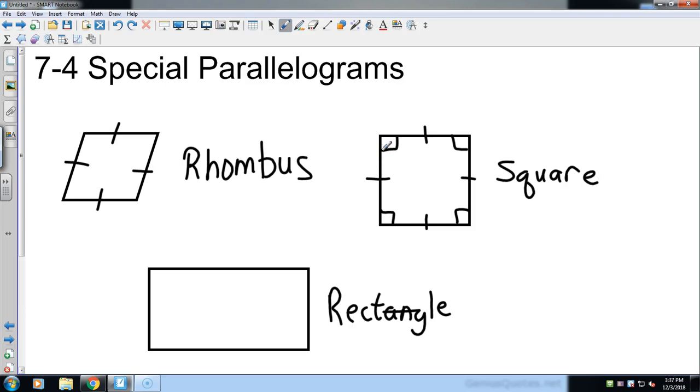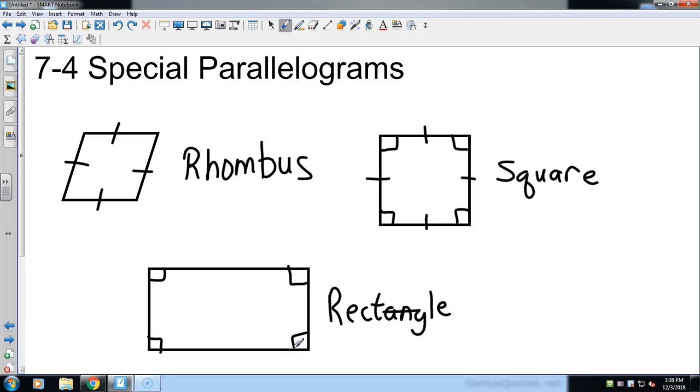So I will tell you that a rhombus is not always a square. However, a square is always a rhombus because it has the same properties. And then the rectangle, we've got a quadrilateral with two sets of opposite sides that are also parallel, and each angle is 90 degrees. Now, all of the traits that hold true in a parallelogram are the same in these special parallelograms.